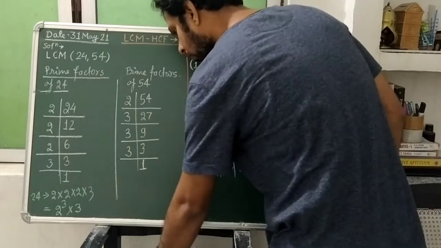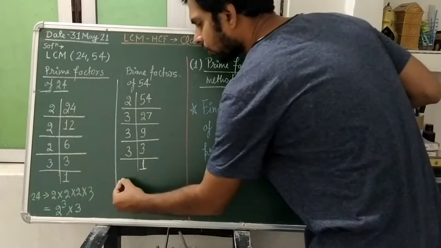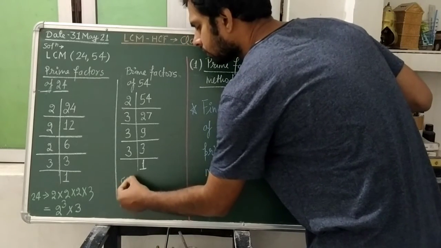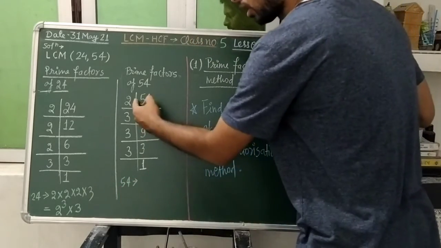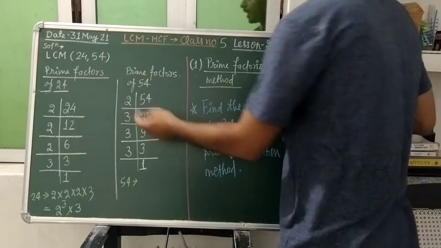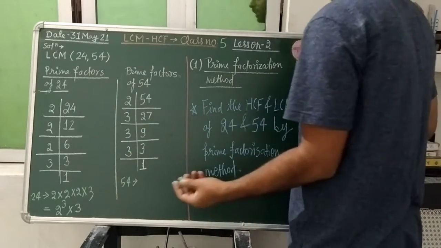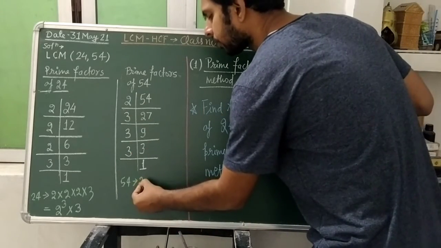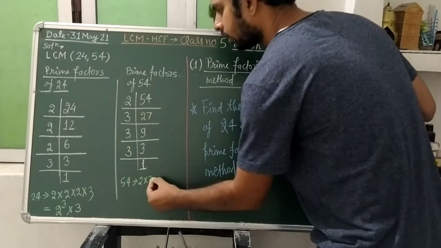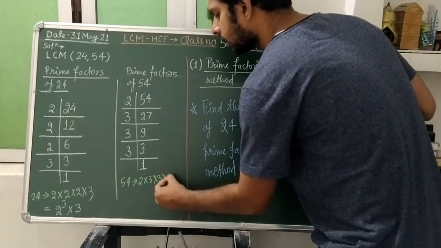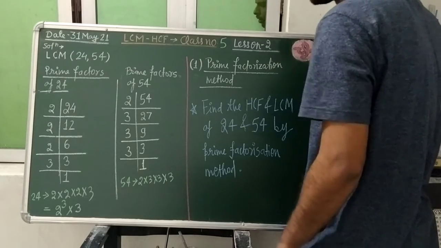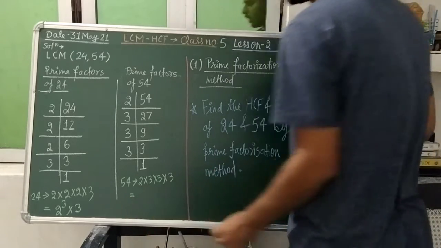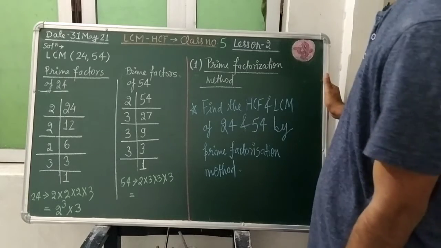So students, how can we write this? 54, factors of 54. We can write this 54 as whatever numbers we select, written with the multiply operator. So 2 into 3 into 3 into 3. Isn't it, students? So look students, in the most general form, how can we write it?